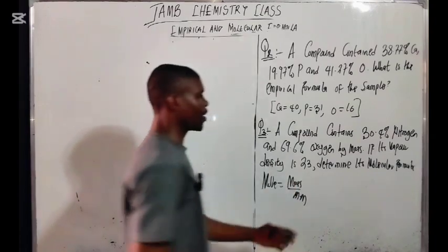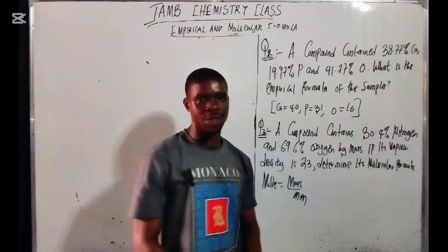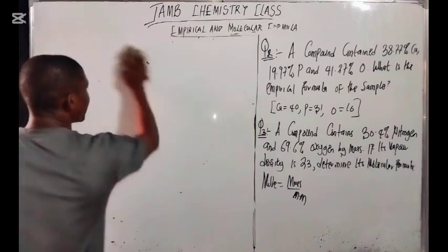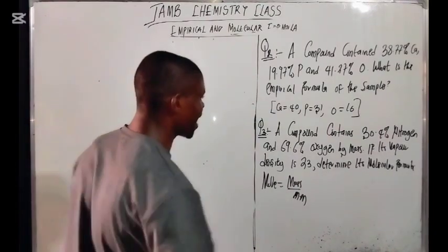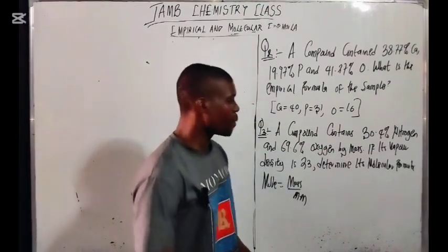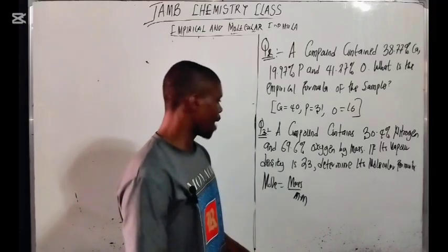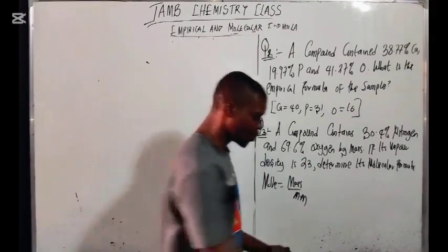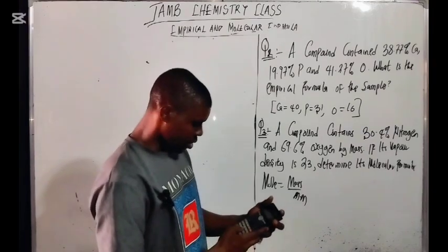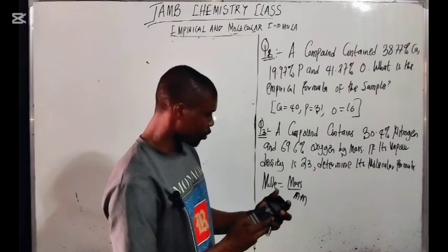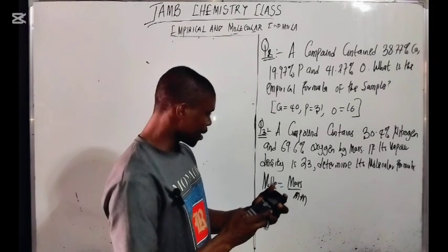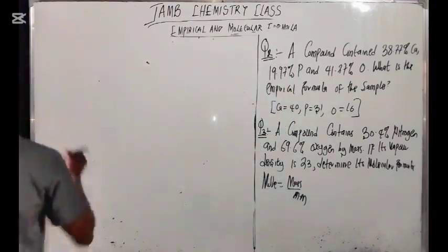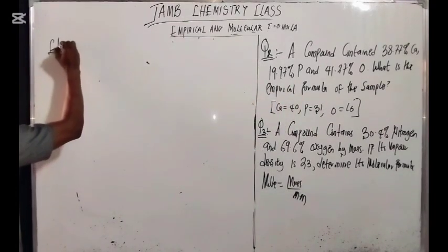So I believe when something like this begins, you can calculate the empirical formula, right? So let's calculate the empirical formula of this compound here. They say a compound contains 30.4% nitrogen and 69.6% oxygen. When you sum them together here, is it going to give you 100? Let's sum them together: 30.4 plus 69.6, 100, right? Correct.